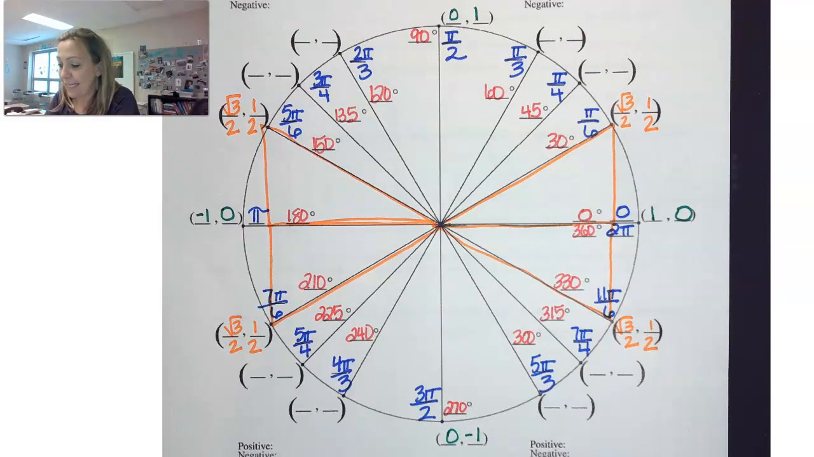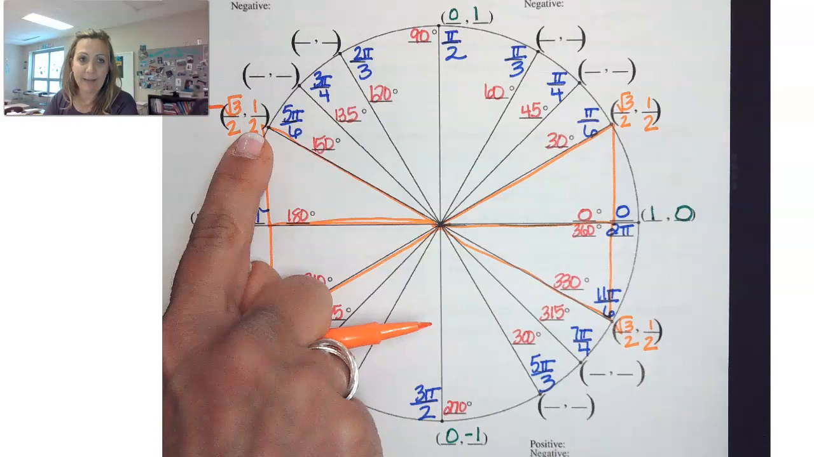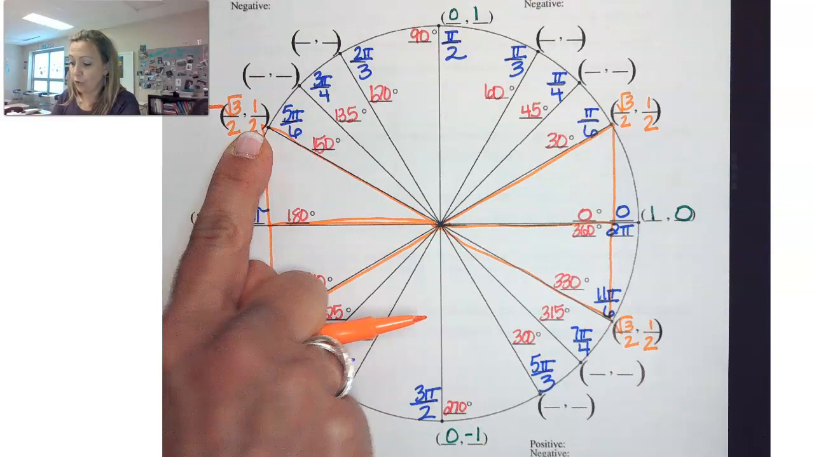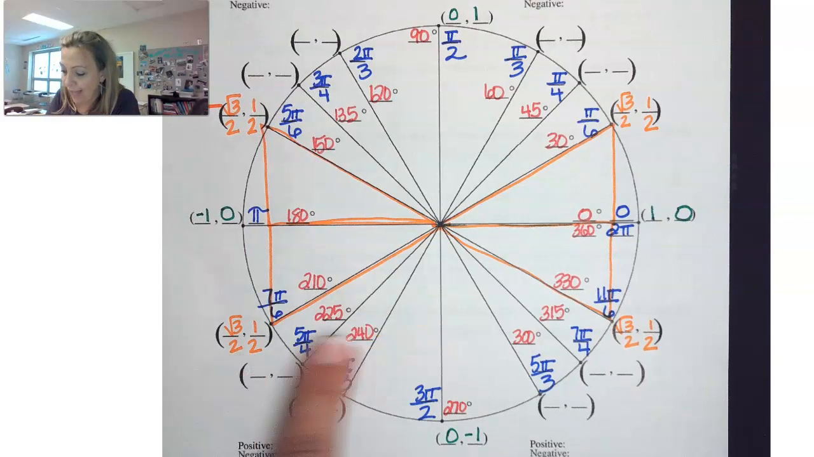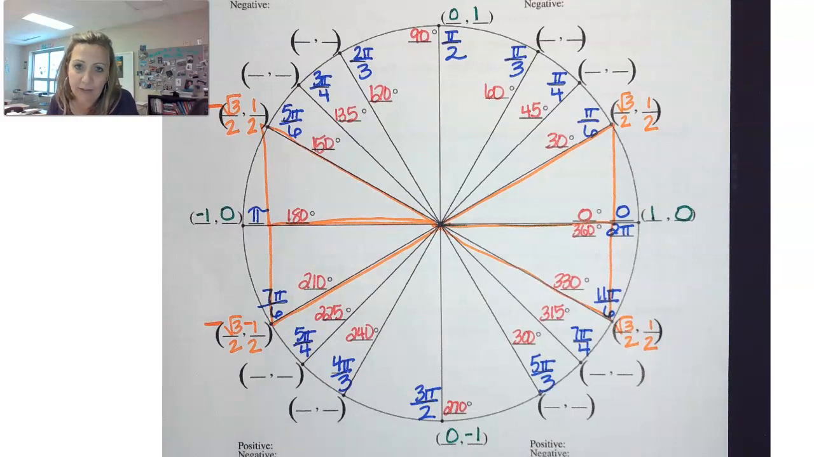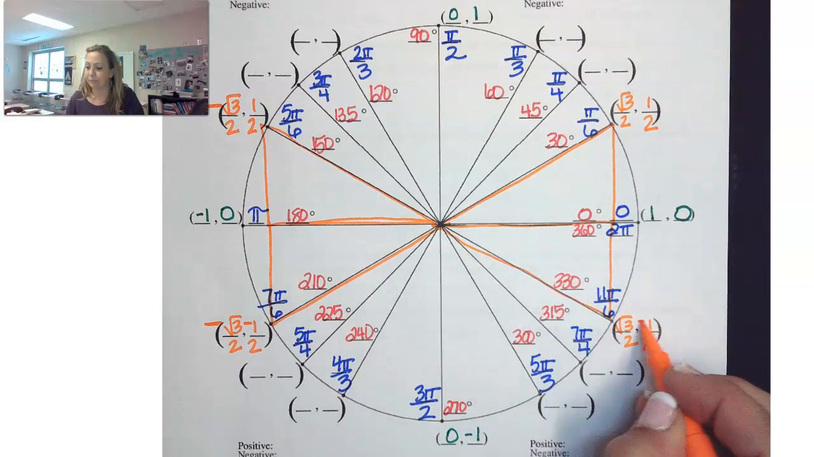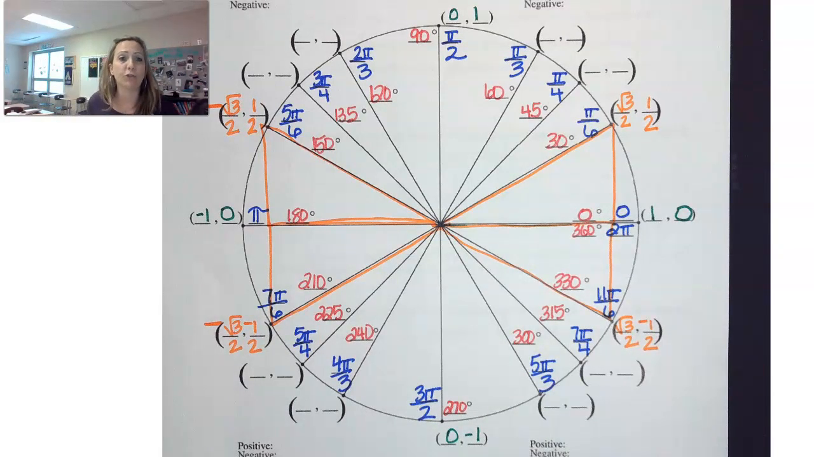But in the second quadrant, your x is negative and your y is positive. In the third quadrant, we know both x and y are negative. Remember, like back from pre-algebra, y'all learned that. And then in the fourth quadrant, x is positive, but your y is negative. So notice all those short triangles, all the triangles that are close to the axis have √3/2 for x, 1/2 for the y, okay?